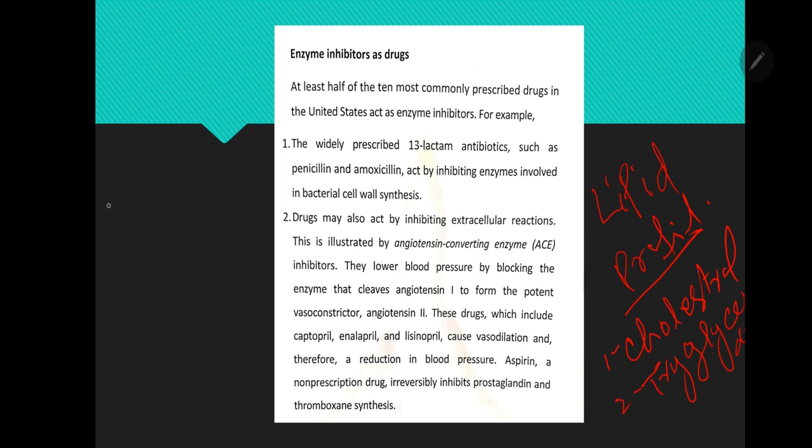Number three is the HDL, high density lipoprotein. And number four is the LDL, low density lipoprotein. This is the lipid profile you have gone through in the chapter on lipids: cholesterol, triglyceride, HDL, high density lipoprotein, and low density lipoprotein.